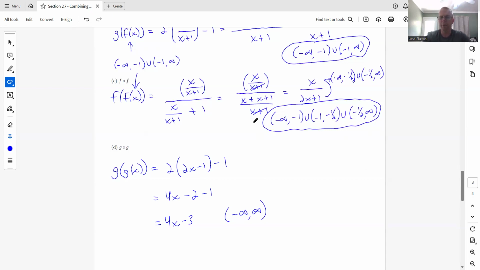So make sure if you have trouble, study this one. Make sure you know how to get that domain, because that's kind of the tricky one in this problem. And it's not just because it's f of f. It could be any of these, but it happens to be this one. So make sure you know how to get the domain when the input function is not all real numbers and the output function is not all real numbers and it's not the same as the input.